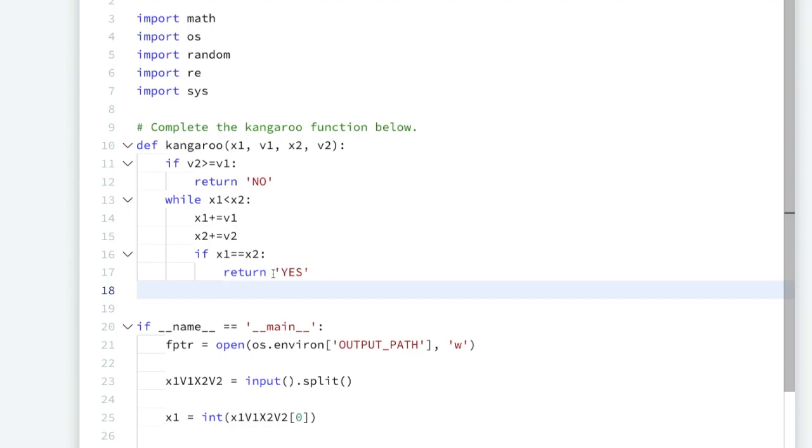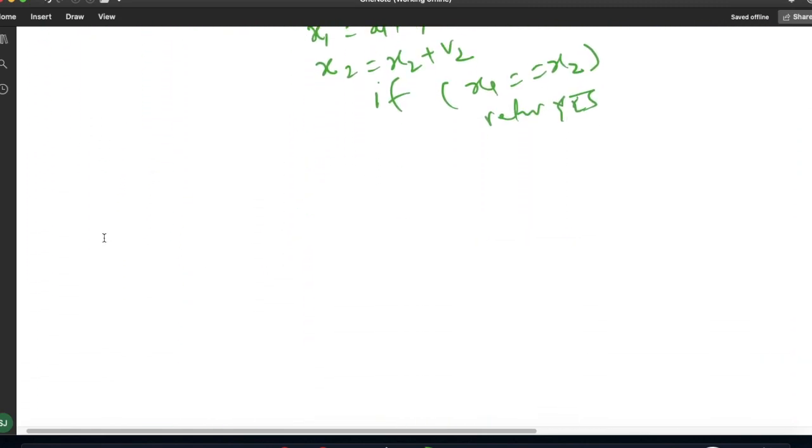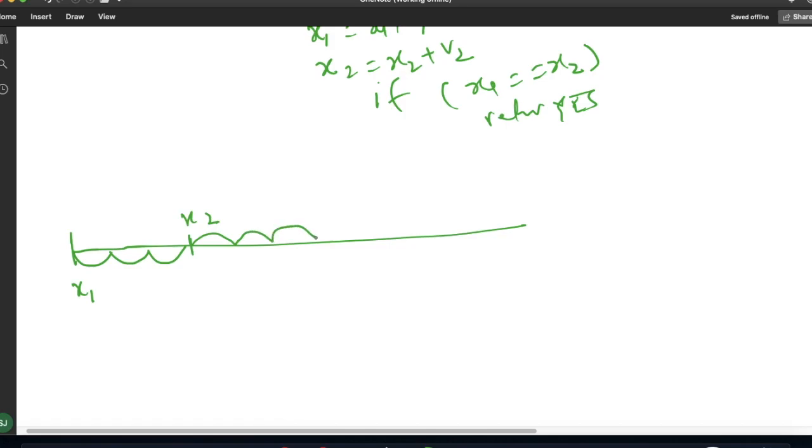If they are not meeting, suppose a scenario will come like, for example, suppose this is my number line, suppose this is my x1 and suppose this is my x2. A scenario will come like, suppose this is moving 3 at a time and this is moving suppose 4 at a time, suppose 2 at a time. Again suppose this is moving 3 at a time.